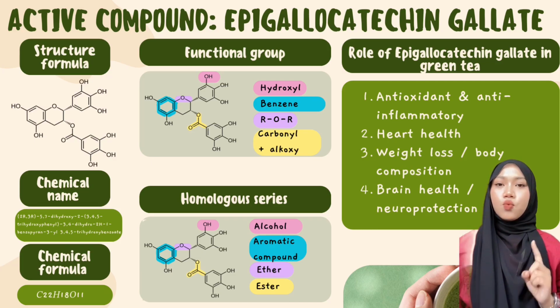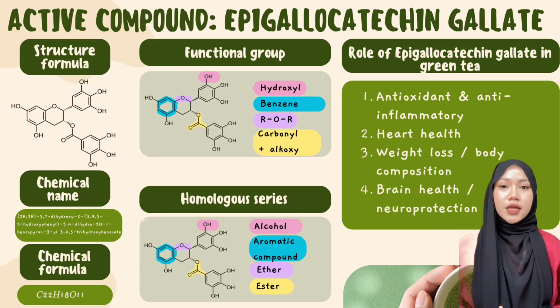Next, EGCG is good for heart health. Heart disease is one of the leading causes of death in Canada. Fortunately, research showed that green tea can contribute to better cardiovascular health. Studies suggest that regular consumption of green tea may help lower cholesterol, reduce blood pressure, improve blood vessel function, and decrease inflammation.